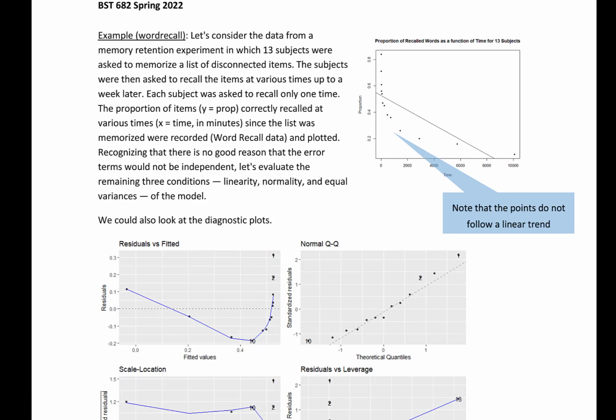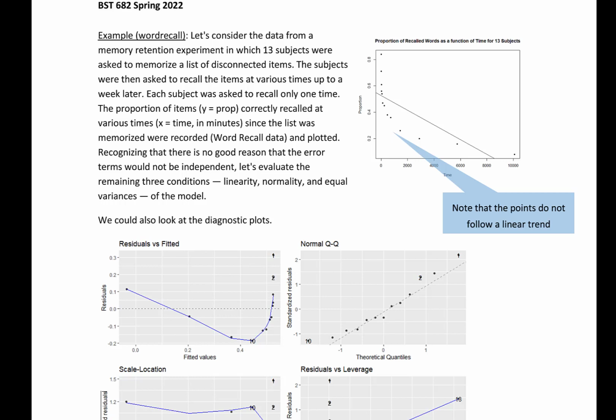Notice here, we don't have a time series. They're not recalling multiple times. It was just that they had a large pool of people, and some of those people recalled at a certain time, a different group recalled a second time, and so on. Our two variables of interest are y, the proportion of items the person correctly recalled, and x, the time in minutes since the list was originally memorized. We have a plot here, and one thing to notice is we're not going to violate our independence assumption since each person is only recalling the words once.